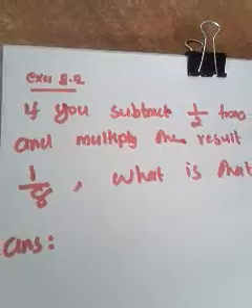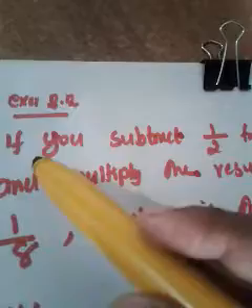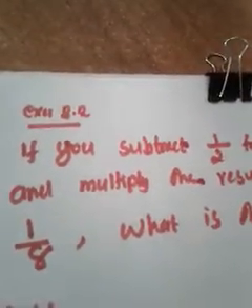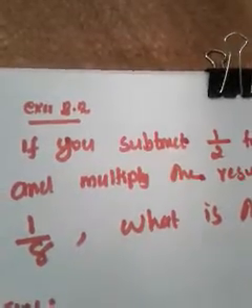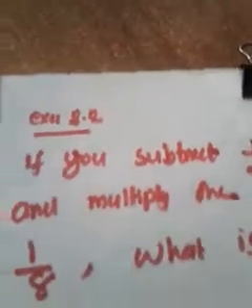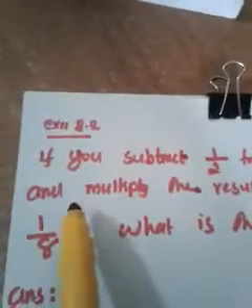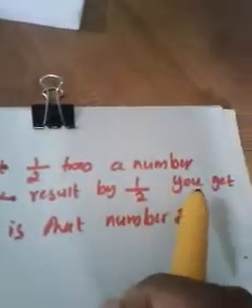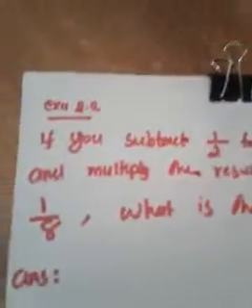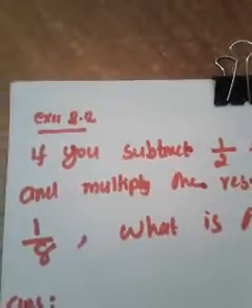So let me open exercise 2.2 now. The first question of exercise 2.2. Read the question well. First of all, we are supposed to understand the question well. Then only can we go to the answer. Okay. If you subtract 1 by 2 from a number and multiply the result by 1 by 2, you get 1 by 8. What is that number? Okay, you may understand the question. See, understanding the question is the most important thing.